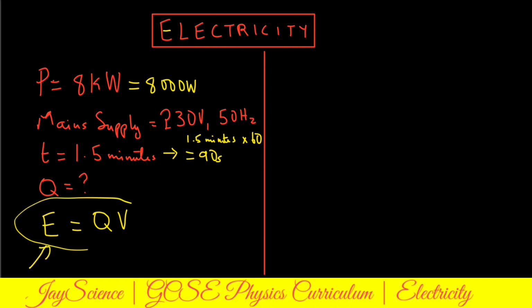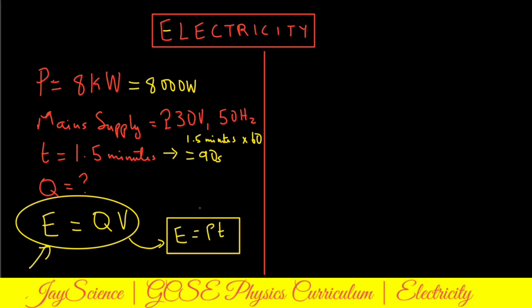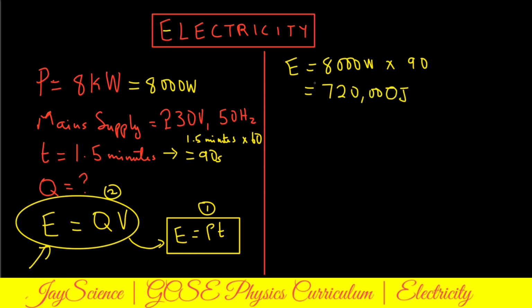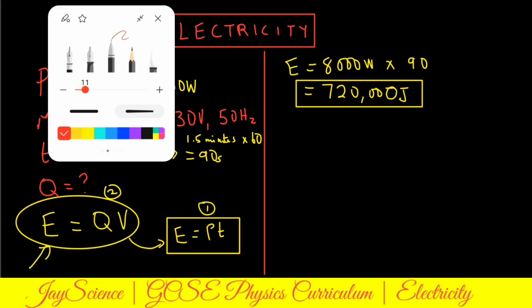Now, there's a different equation that we can use to get the value of E. And that equation is energy equals power times time. So we use this first, and then we use this to get the value of Q. That's what we're doing now. So energy equals 8,000 watts times 90 seconds. That gives 720,000 joules.